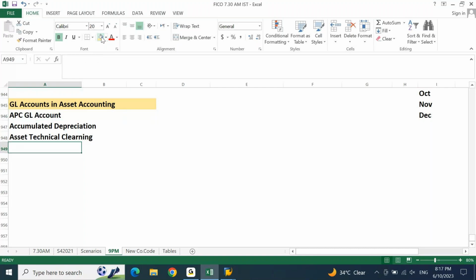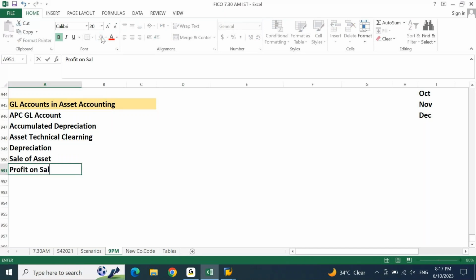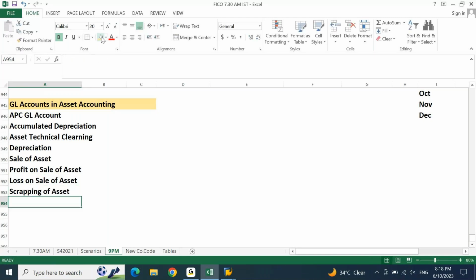Next one, depreciation. Next one, sale of asset. Next one, profit on sale of asset, loss on sale of asset. Next one, scrapping of asset. How many have we written? We have written 8 GL accounts so far.